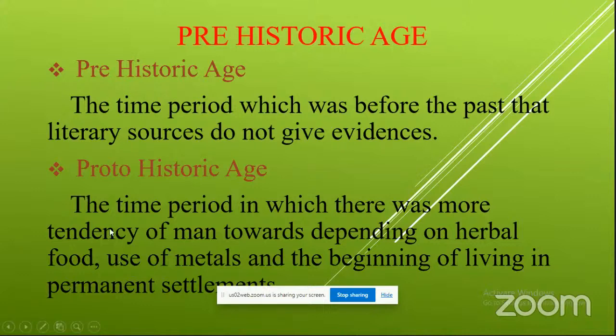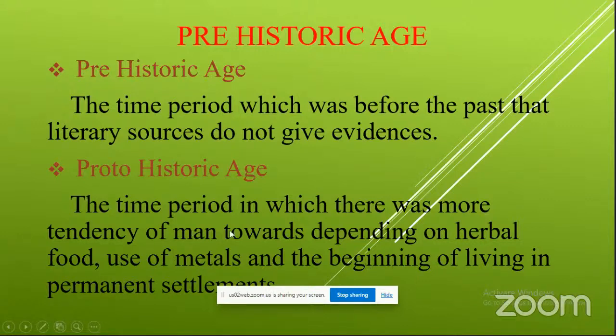So when we come to the definition, it is the time period in which there was more tendency of man towards depending on herbal food. During the Stone Age, what were they eating? They were eating flesh of animals mostly. Herbal food items they were using very rarely. But when they come to the proto-historic time period, the agricultural age, they started depending more on herbal food. That means grown food items, use of metals, and the beginning of living in permanent settlements.